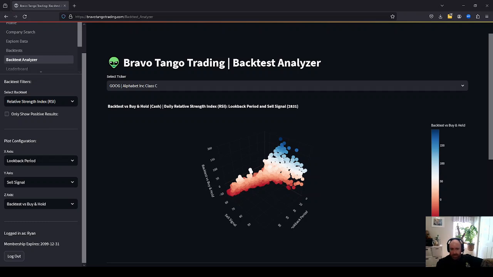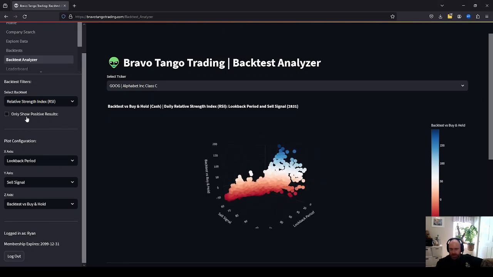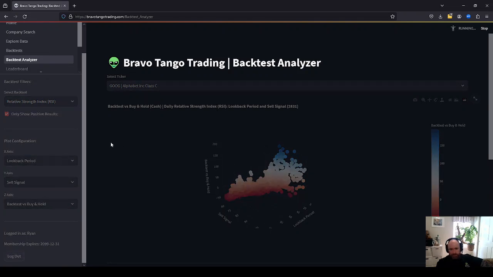With that out of the way, here is the backtest analyzer. I'm specifically looking at Google here, and I'm only looking at the RSI. There's a checkbox here where you can only show positive results. I think that's worth looking at because the negative results just muddy the water. It's already so much data. If we ignore the stuff that doesn't outperform buy and hold or isn't returning an overall positive return, it gives us fewer data points to look at. So I definitely recommend checking that, only show positive results.